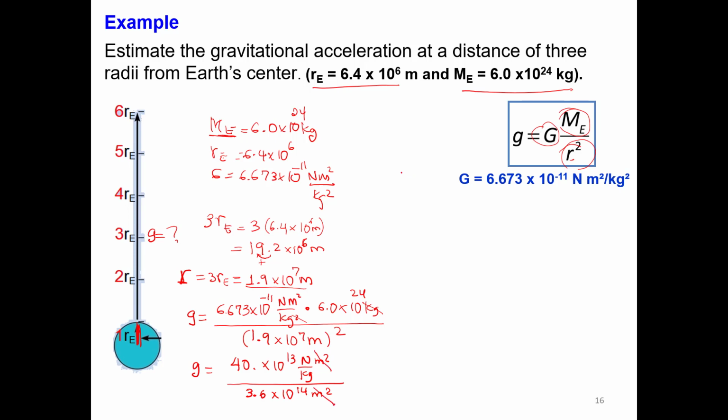And now let me write here G equals 40 divided by 3.6 will be 11, if we write with two significant digits. Then let's see if I can write better. 11. 13 minus 14 will be minus 1. Let's see if I can write better here. It's 11, 10 to the power. Let me write down, it's hard to write here. And let's write here, G equals to 11.